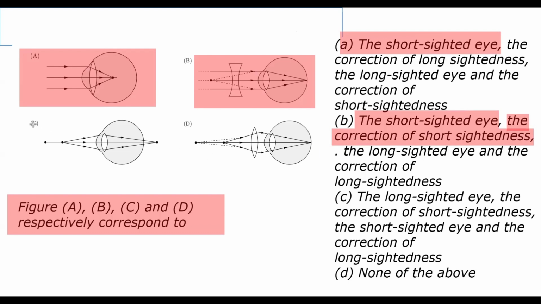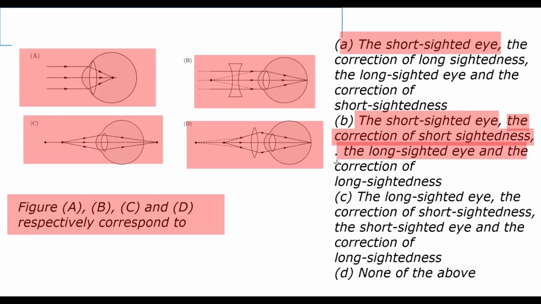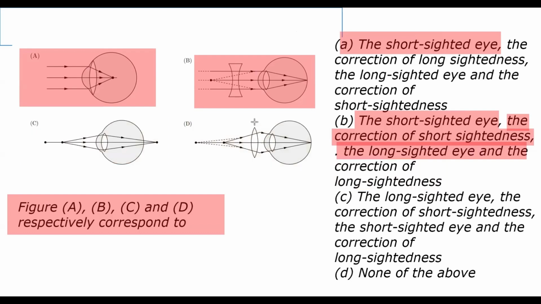Now the third diagram is what? This is a case when the image is formed behind the retina, and the defect is called hypermetropia, where a person can see far off things clearly and cannot see nearby objects clearly. So this is long-sightedness, that is hypermetropia. And that's correct. And the last one also, right? Option D: we have dealt with the C part, but there is another statement, the correction of long-sightedness. Yes, that's true. We should know that a convex mirror is used for the correction of long-sightedness. So the correct option will be option B in this case.